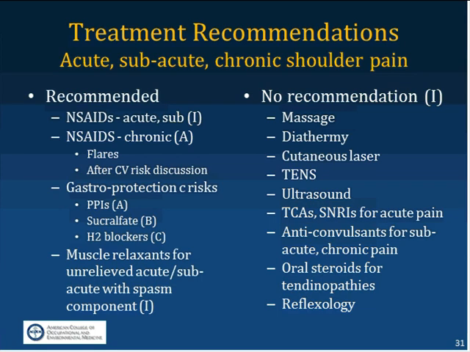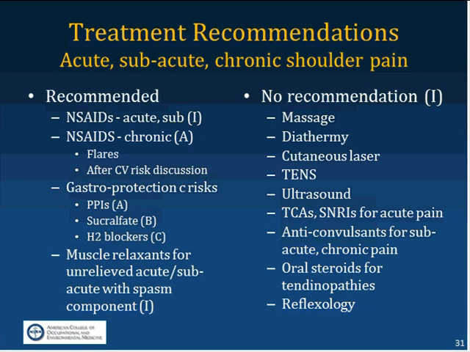Muscle relaxants are a consensus recommendation for unrelieved acute or subacute pain with a spasm component. So this would be something like the people who come into your office saying their shoulder hurts horribly and they have a sore area somewhere around the edge of their scapula. Etiology unclear usually. So there's a whole list of things over there on the right for which there is no recommendation because the evidence does not exist.